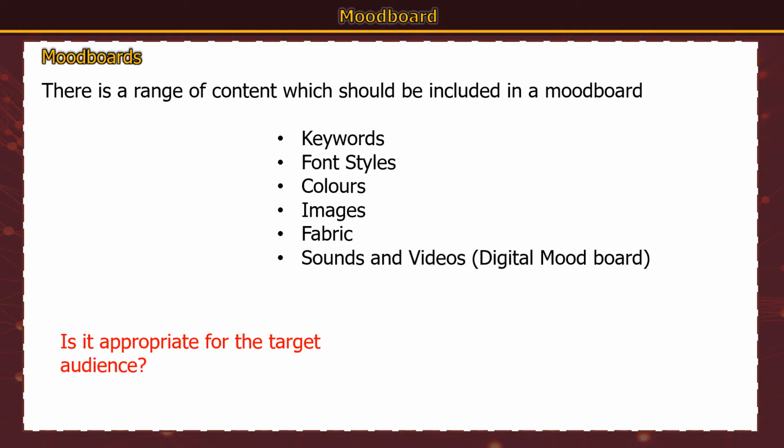They can include things like keywords, font styles, colours, images or photographs, even fabrics. And if they are a digital mood board, they can include sounds and videos. It's important that anything on your mood board, you're able to justify why it is there in regards to the target audience. For example, if it was a horror film, can you justify why you've used dark reds or a black silhouette of a figure?